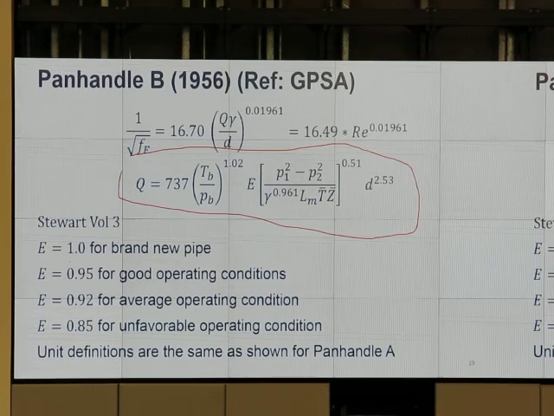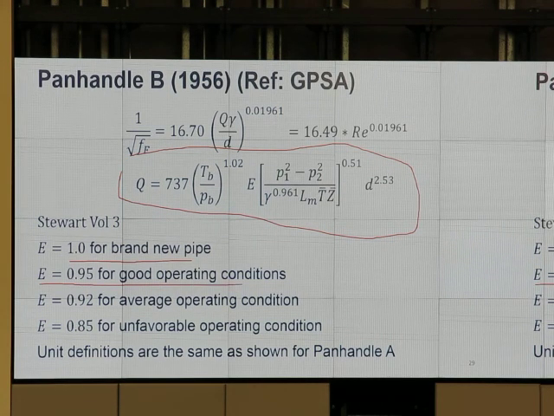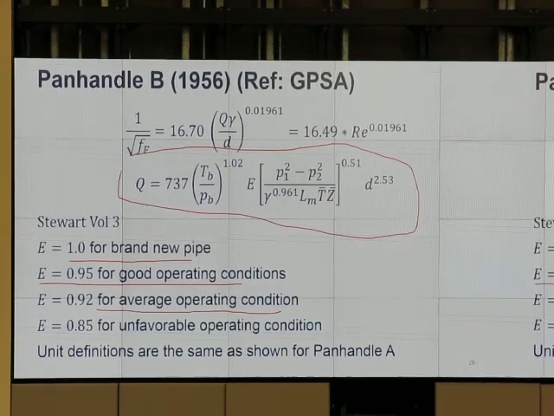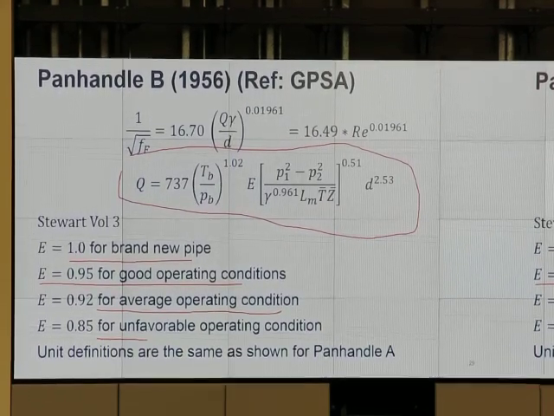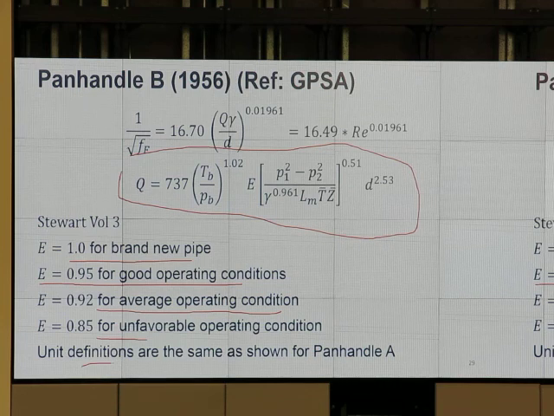Good, brand new pipe, 0.95. Average 0.92, unfavorable 0.85. The unit definition is the same as Panhandle A.